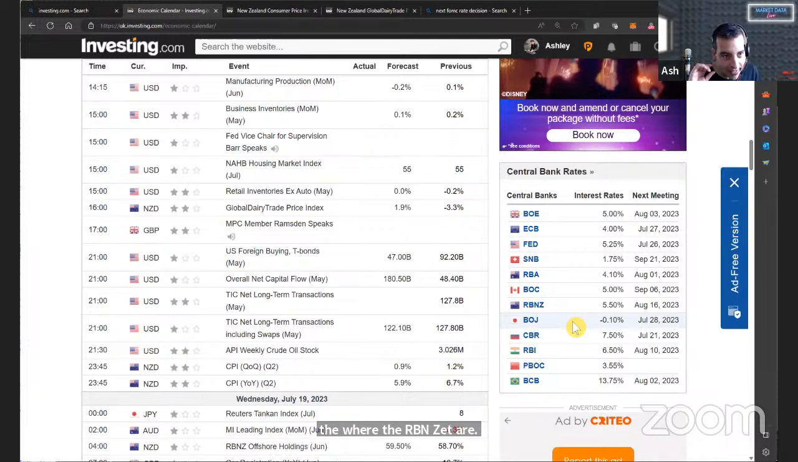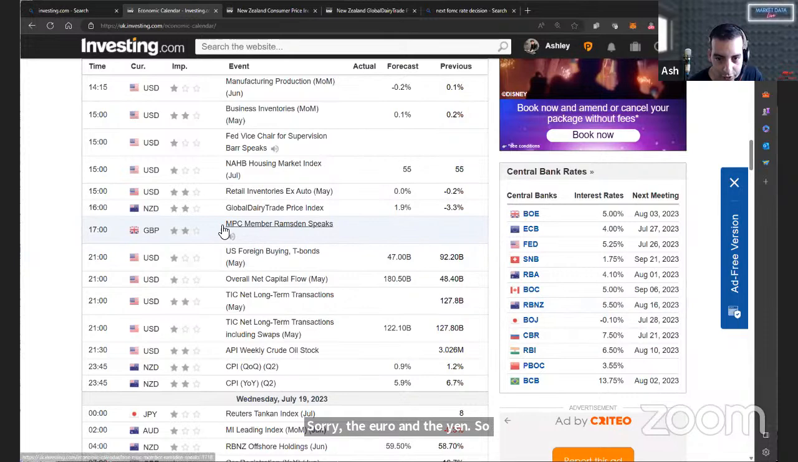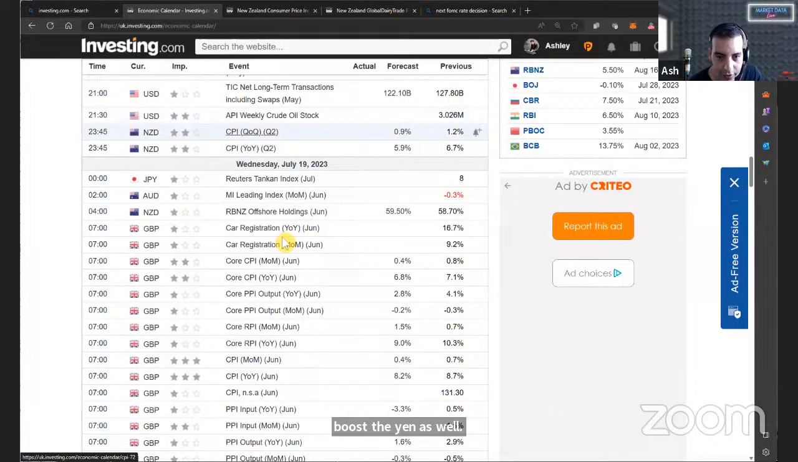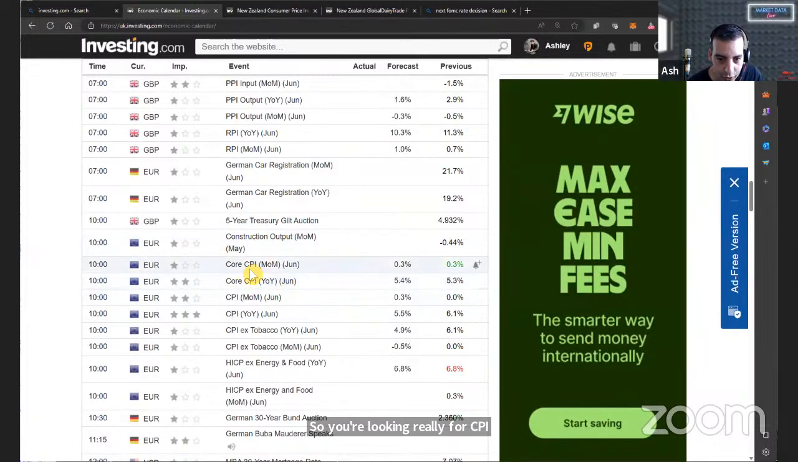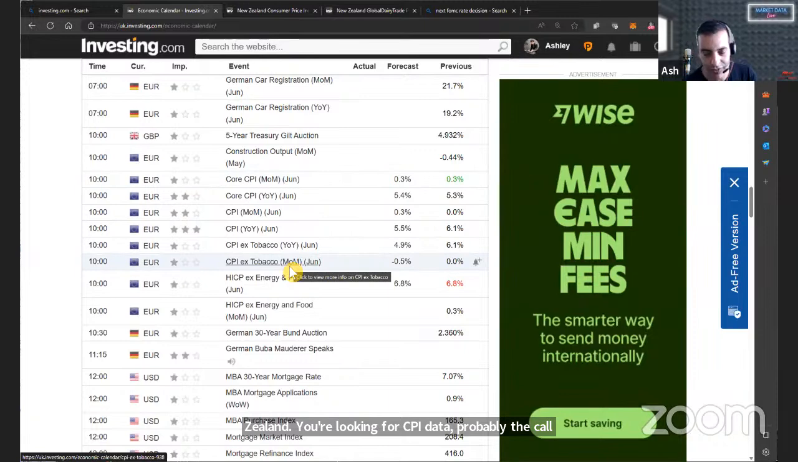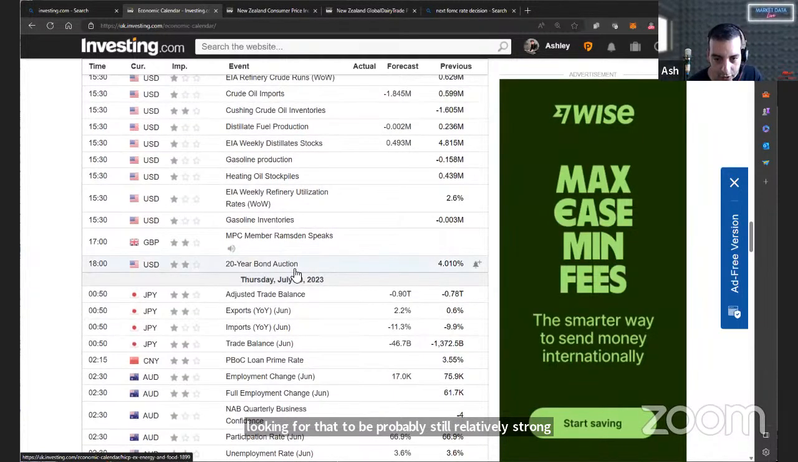Now, if there's disinflation in New Zealand, that brings it back in line with the euro and the Kiwi. Sorry, the euro and the yen. So that should also boost the yen as well. So you're looking really for CPI data from New Zealand. You're looking for CPI data, probably the core number, but the CPI data from Europe, and you're looking for that to be probably still relatively strong, relatively weak in New Zealand in comparison.